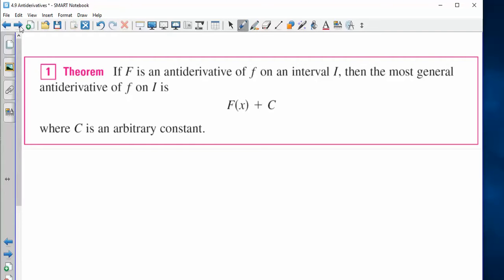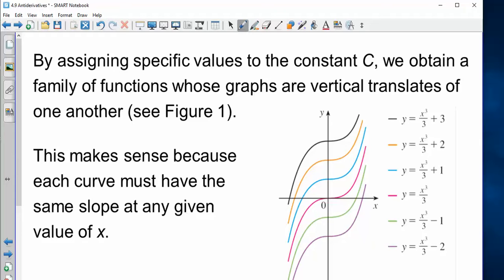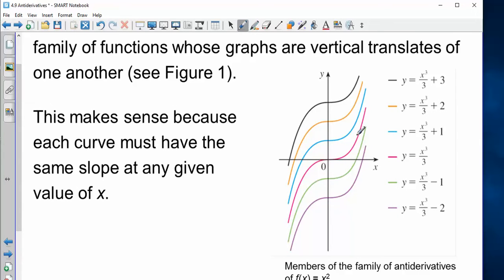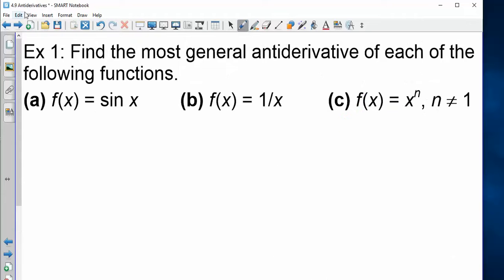In thinking about what that means, I put this picture on here. If we looked at these, all the constant does is move the graph up or down. So all of these equations have the same antiderivative. The only difference is the vertical translation. The slopes of your tangent lines are the same at any given point. So let's start finding antiderivatives.